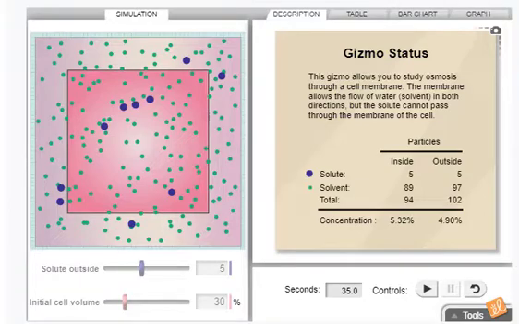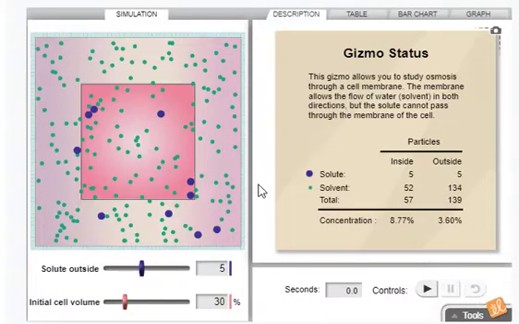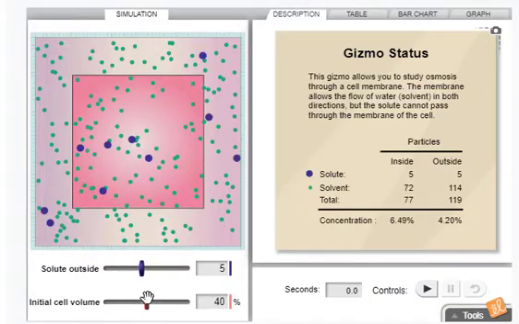All right, we've moved on to the activity observing osmosis. So it tells us to hit reset and set the initial cell volume to 40. You can do that one of two ways. You can type in the number like I just did, or you can slide that bar. Okay, using the solute outside slider to change the concentration. So we're going to fool around with the solute outside bar, and we're going to figure out what makes the cell get bigger, what makes the cell get smaller.